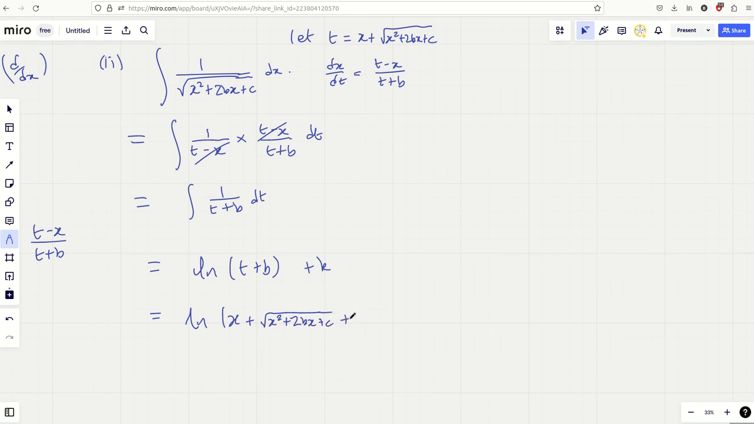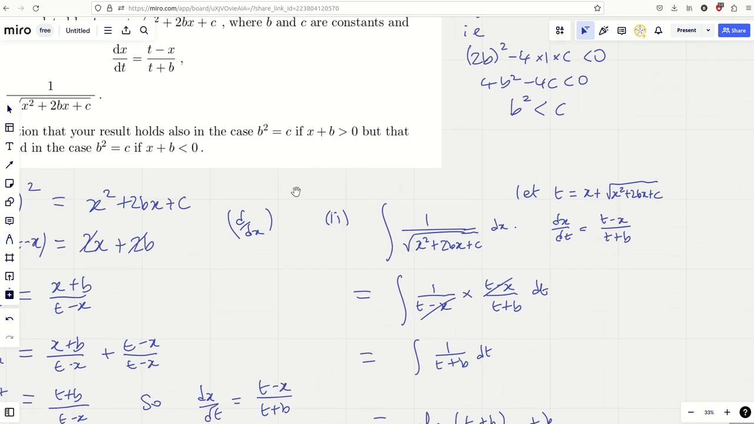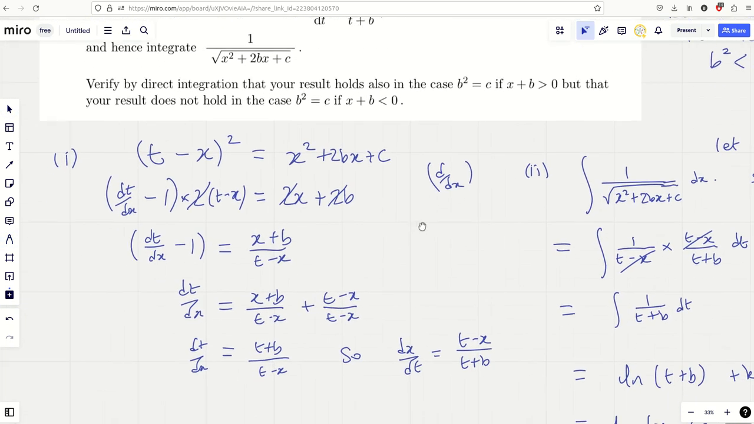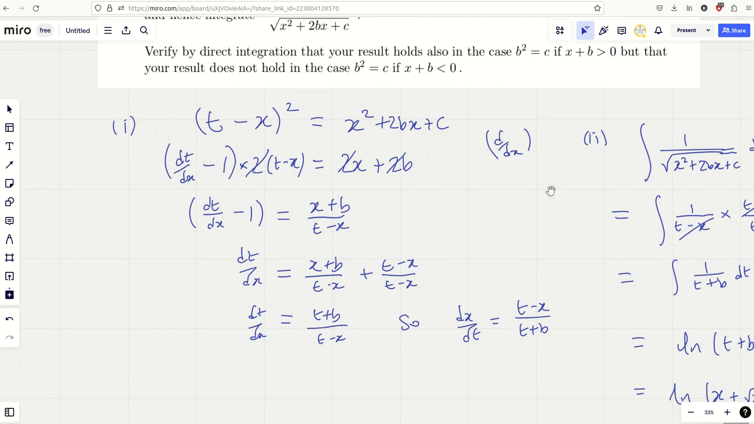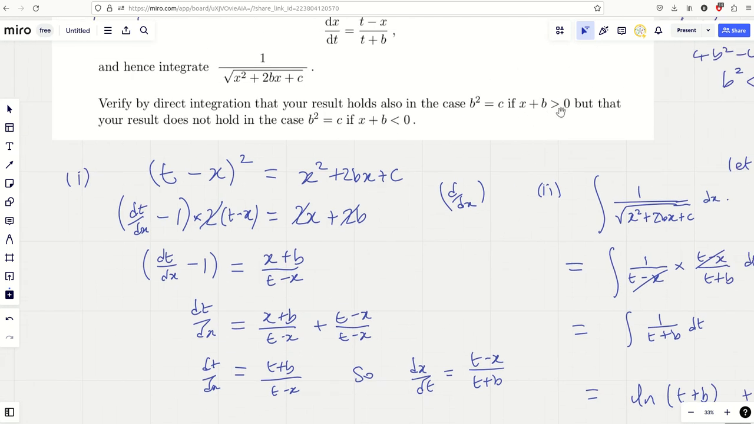And then we've got a plus a b plus a constant k. Okay, there we go. Now that is what that integrates to, I believe. Yeah. Now, verify by direct integration that your result holds also in the case where b squared equals c if x plus b is greater than 0, but that your result does not hold in the case b squared equals c if x plus b is less than 0.